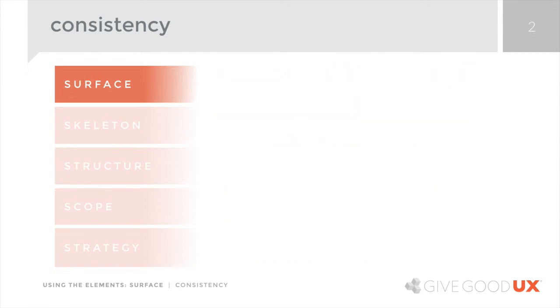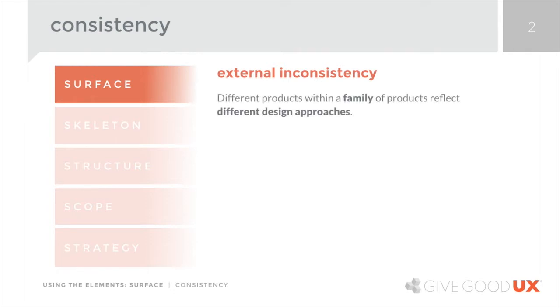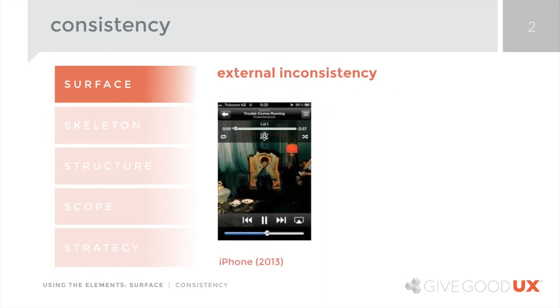When consistency is lacking in some way, we see it in two ways. The first way is external inconsistency. And what that means is that different products within a single family of products reflect different design approaches. There's variations in the way that things appear and behave on the screen. For example, we have the iTunes app on the iPhone. If we're playing Trouble Comes Running by Spoon, our interface typically looks like this. We've got the time and duration of the song up above, and we've got our play controls at the bottom, and at the very bottom of the screen, we've got our volume control, okay?